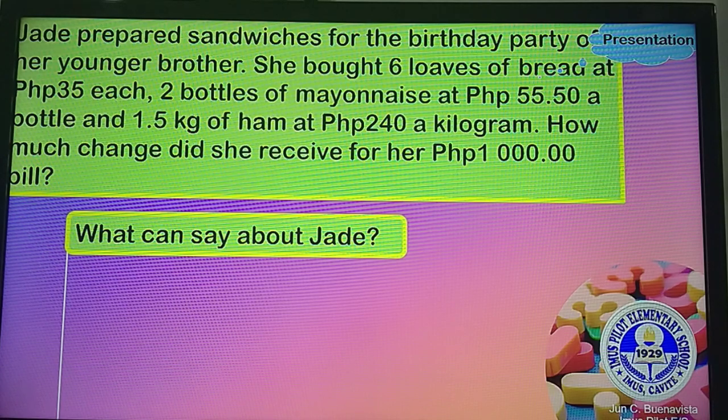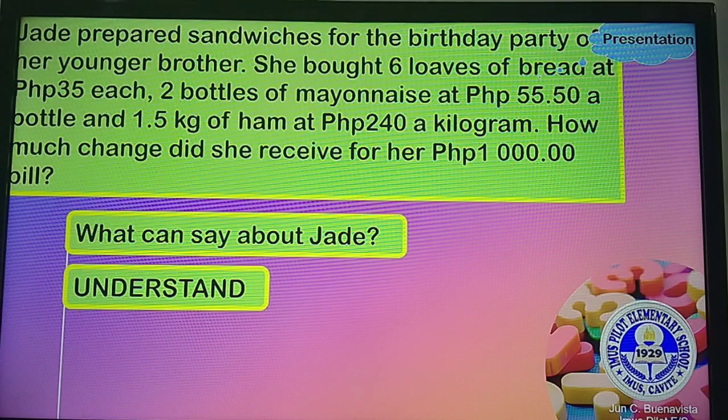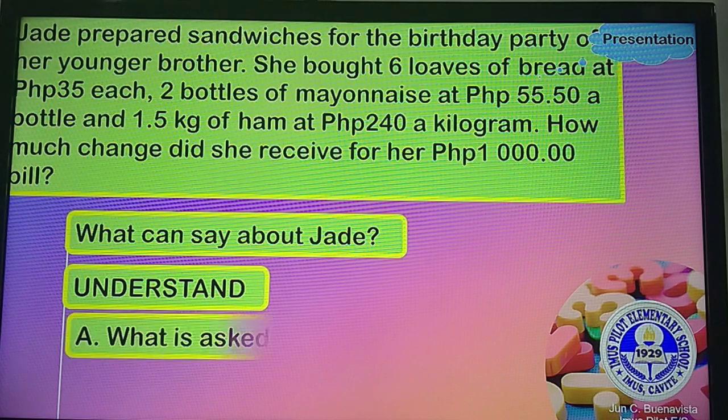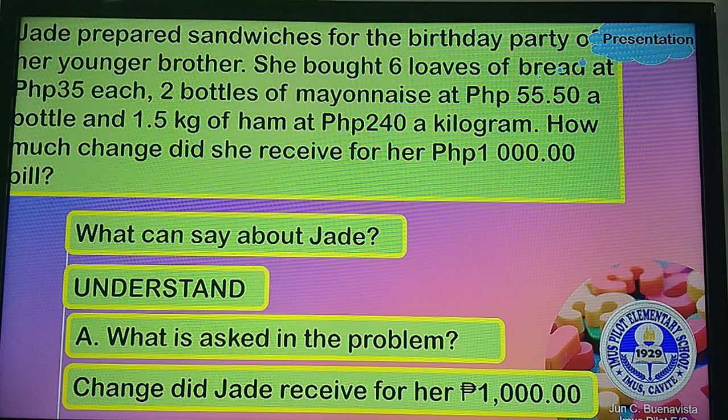Now, we are going to understand the problem. So these are the strategies that you are going to use. First, you are going to understand the problem. How can you understand the problem? Simply, you are going to know what is asked in the problem. Let us first know what is being asked in the problem. So, our problem asked about the change of Jade that she received for her 1,000 peso bill. So, that is what is being asked in our problem. The change did Jade receive for her 1,000 peso bill.